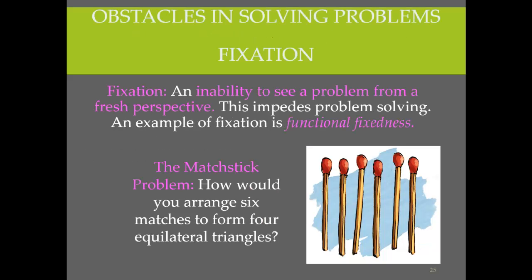All right, some obstacles in problem solving. So fixation is when we can't solve a problem because we're stuck on seeing things only in one way. So an inability to see a problem from a fresh perspective. So this gives us what's called functional fixedness.